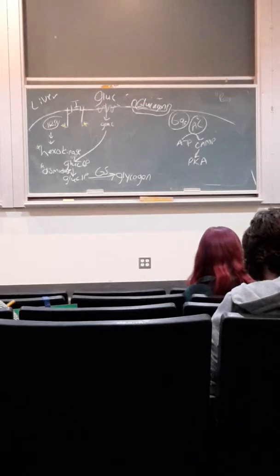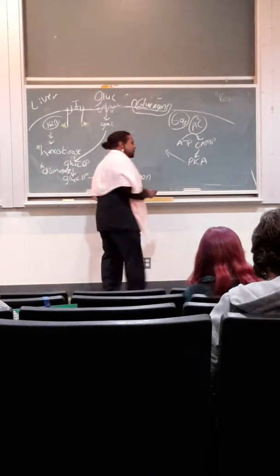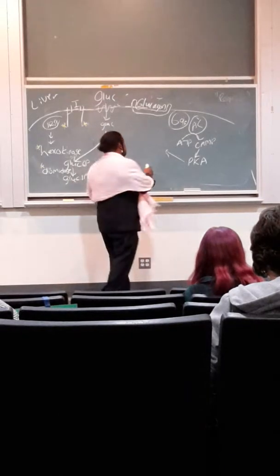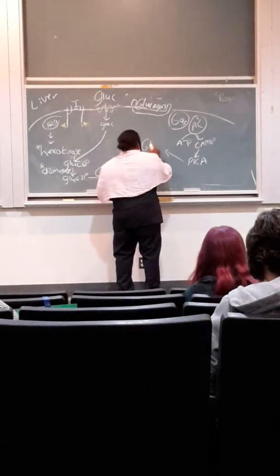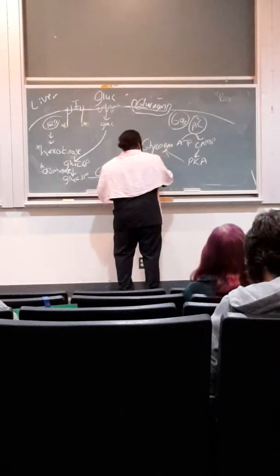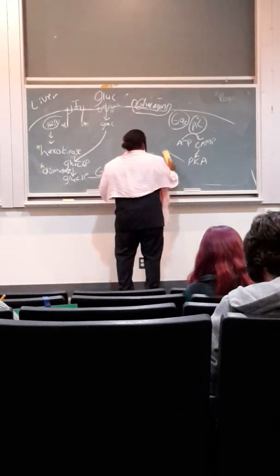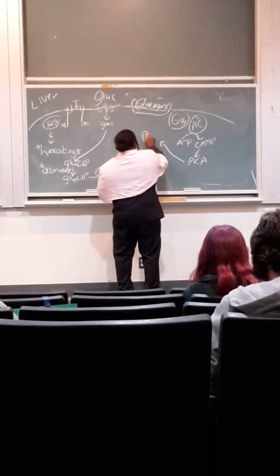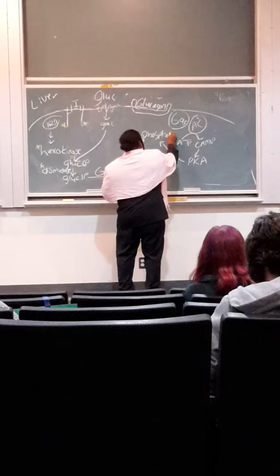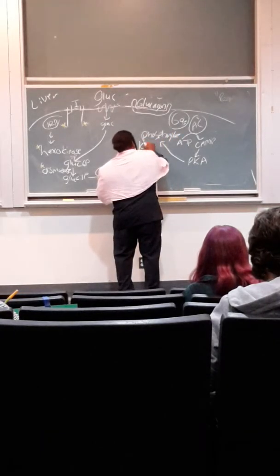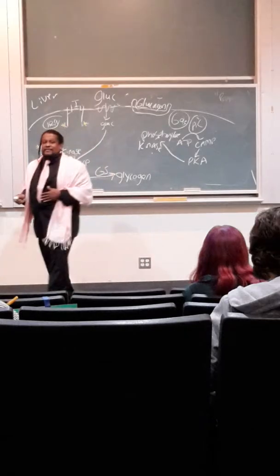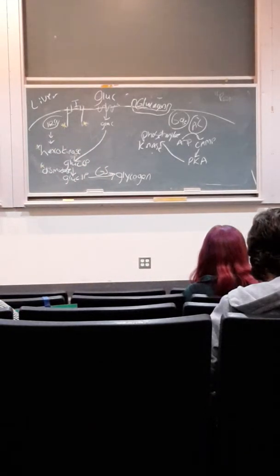The cyclic AMP activates PKA. The PKA then activates an enzyme called phosphorylase kinase. So it's a kinase that phosphorylates a phosphorylase.